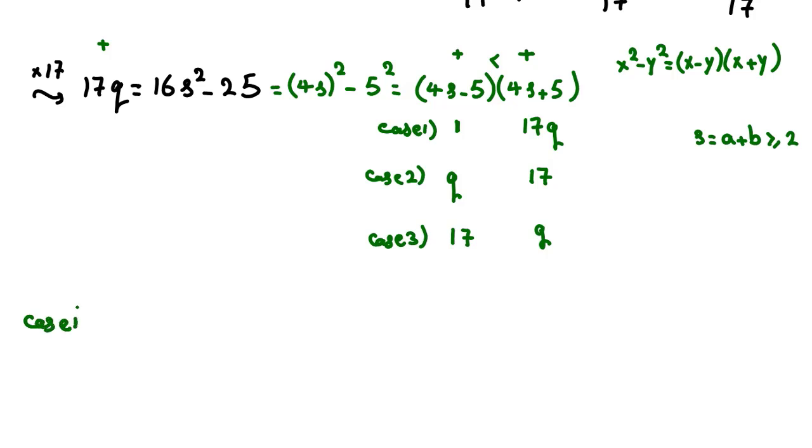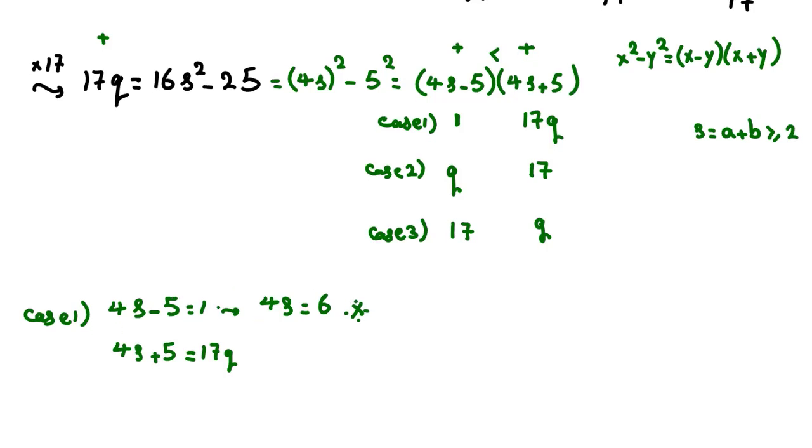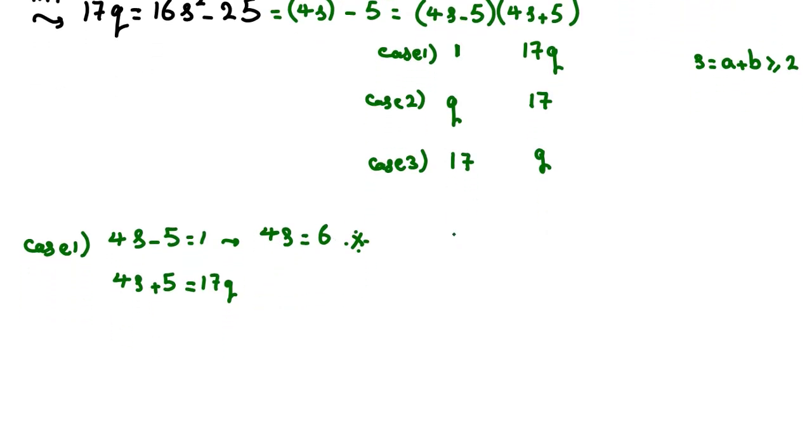In case 1, 4s minus 5 is 1, and 4s plus 5 is 17q. From that, you can find s. So 4s, if we add 5 to both sides, is 5 plus 1, 6. It's a contradiction, because 6 is not a multiple of 4.